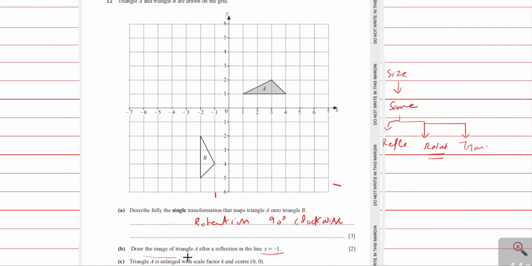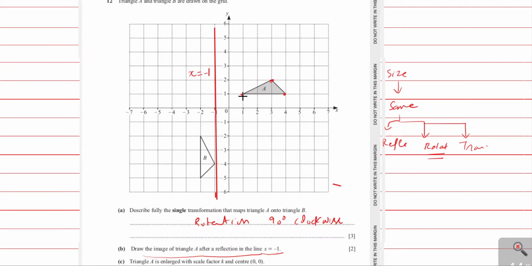Next, part B, draw the image of triangle A after reflection in x equals minus 1. To get the image, firstly, we will draw the line x equals minus 1. Look here, this position is x equals minus 1 on the x-axis, and therefore the line that passes the x-axis at minus 1 will be x equals minus 1. And we have to draw the image of this triangle A. We will draw the image of each point of this triangle.